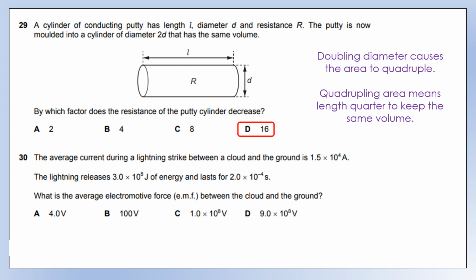So the average current during a lightning strike between a cloud and the ground is 1.5 times 10 to the 4 amps. The lightning releases 3 times 10 to the 8 joules of energy and lasts for 2 times 10 to the minus 4 seconds. What's the average EMF between the cloud and the ground?